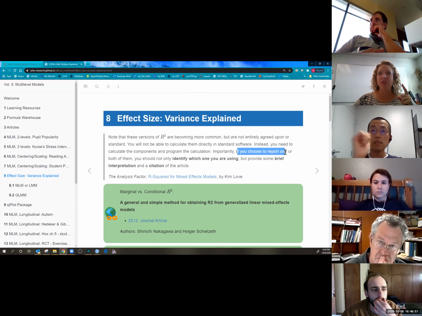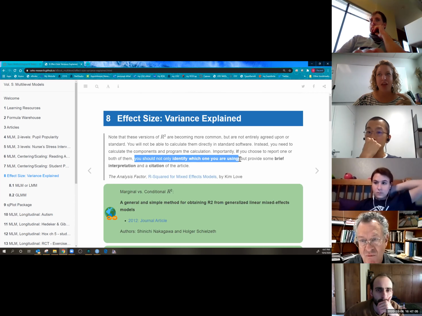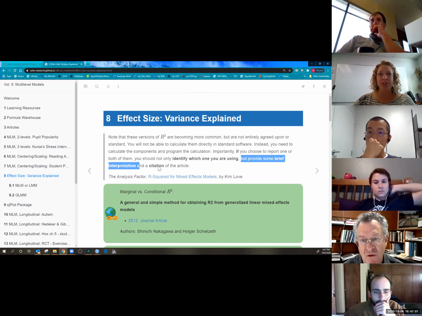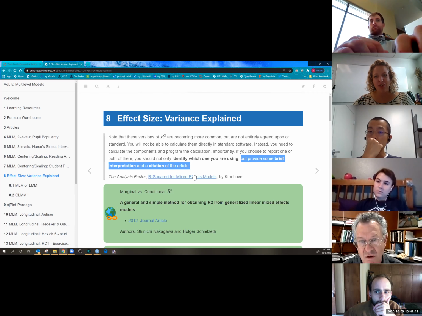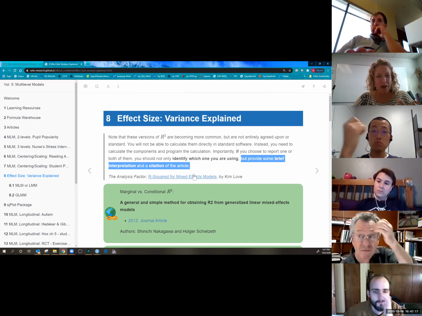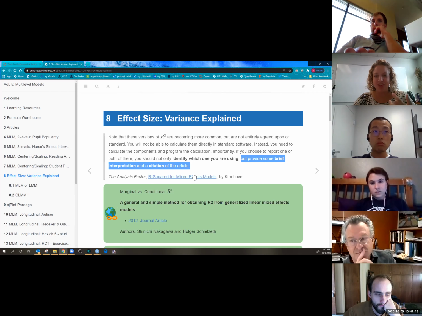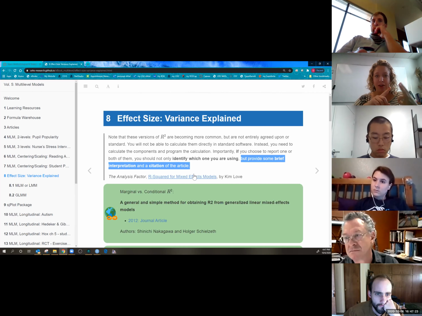Importantly, if you choose to report any one of the R-squareds or multiple ones, you should not only identify which one you're using, but provide some brief interpretation and or a citation to base it on. You can't just call it R-squared. You got to say R-squared for level 1 from Snijders and Bosker, or from whichever one it is, so that we can communicate with each other, transparent and reproducible.